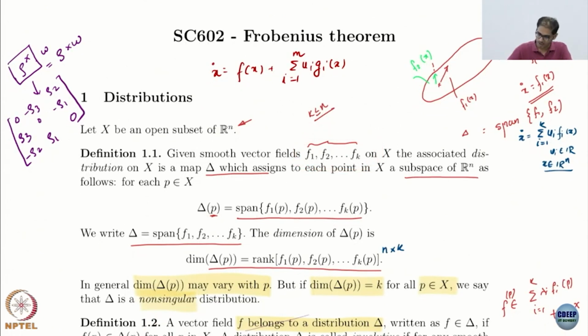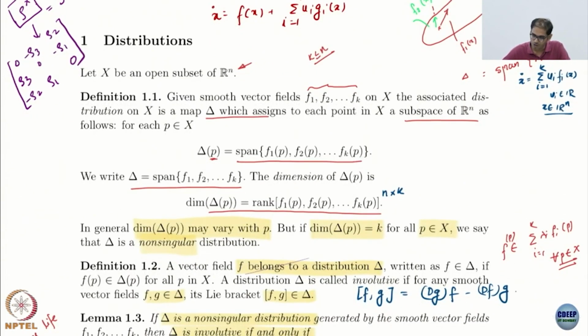Any element in the distribution needs a base point p, because these vector fields are being evaluated at a particular point. That's why it's called a vector field and not a vector: it's a function evaluated at every point. If you plug in this particular point p, then at that point you take the span of all of these. That's called the distribution delta of p, and it's also notationally accurate to write delta as the span of f1 to fk. How do you find the dimension?